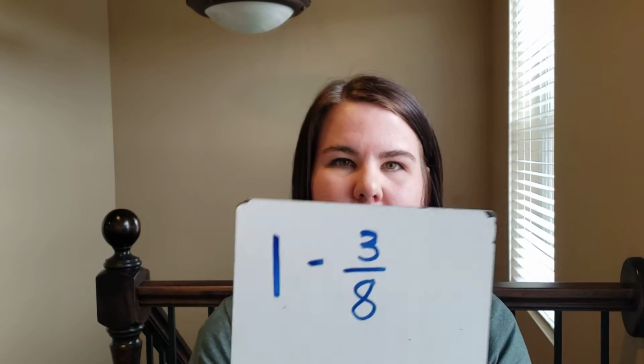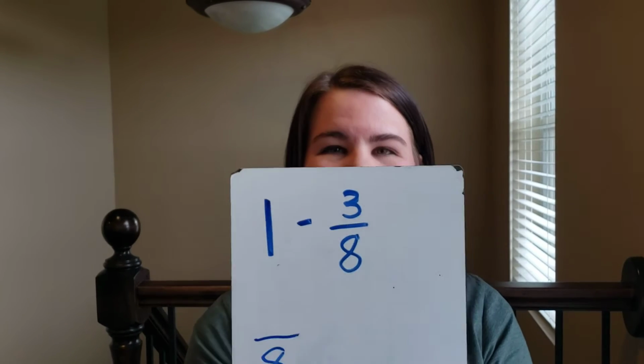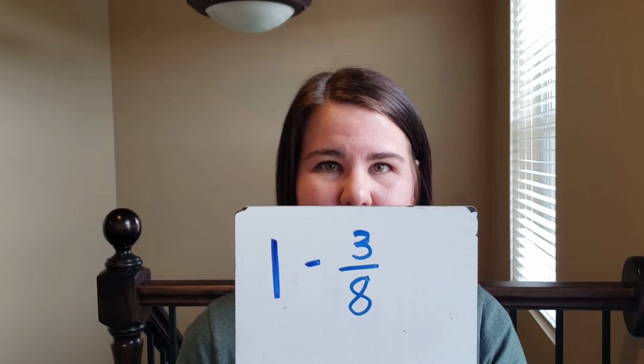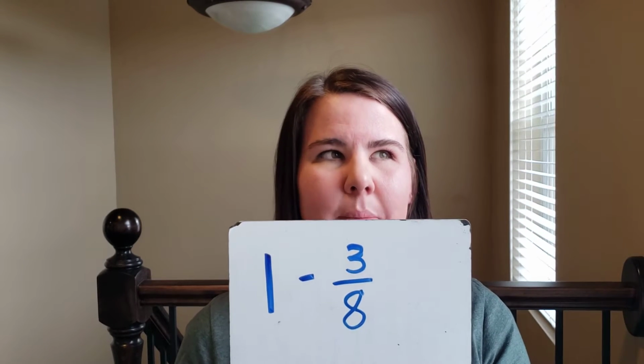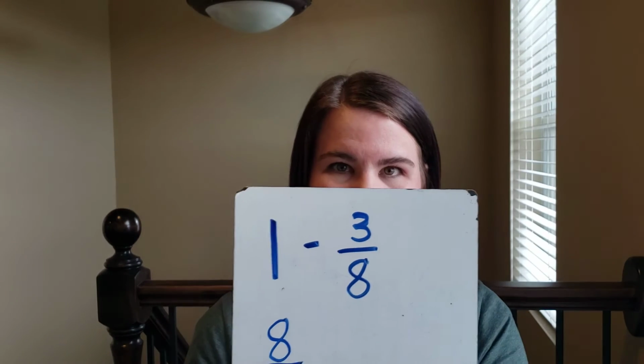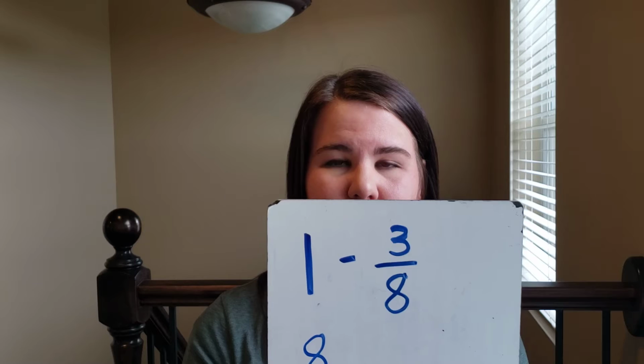All right, here's what I came up with. So I want to change my 1 whole into 8ths because it's much easier for me to take 8ths and subtract 8ths because it's the same unit. We're talking about the same thing. So thinking about what I know about fractions, 1 whole would be how many 8ths? I'm going to pretend you said it. 8/8. Now I've changed my 1 whole into the fraction of 8/8, and I can subtract 3/8.